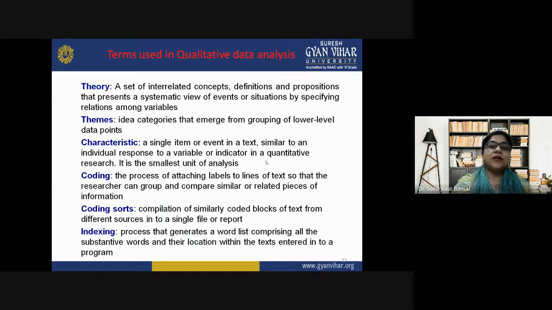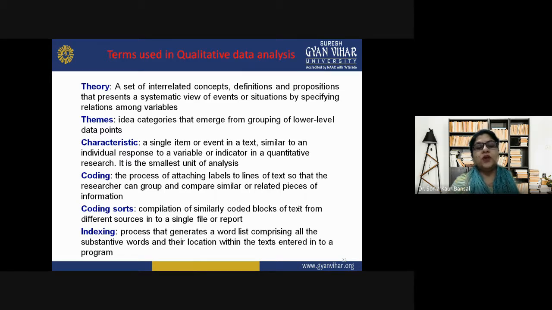By the term theory, I mean a set of interrelated concepts, definitions, and propositions that presents a systematic view of events or situations by specifying relations among variables. The next term is themes. A theme is the idea, or categories, that emerge from grouping of lower level data points. Then we take another term, characteristics: a single item or event in a text, similar to an individual response to a variable or indicator in quantitative research. It is the smallest unit of analysis.